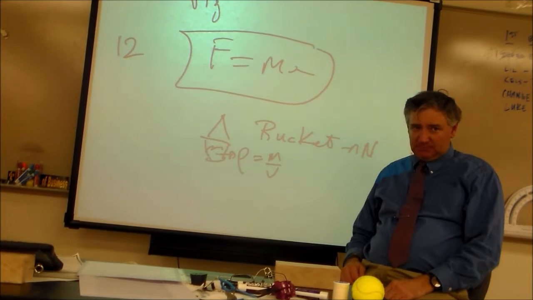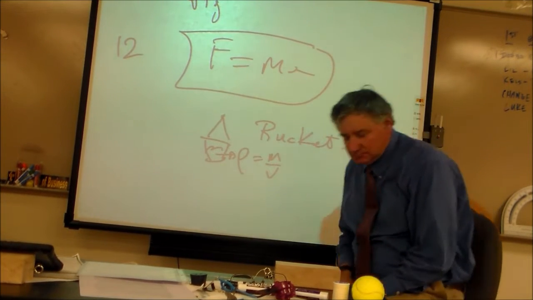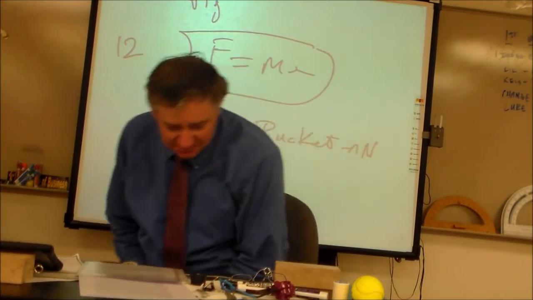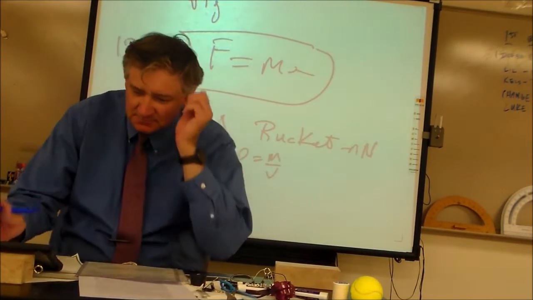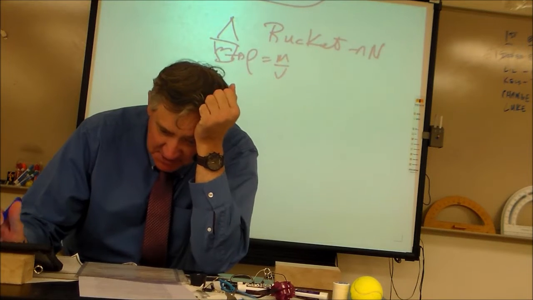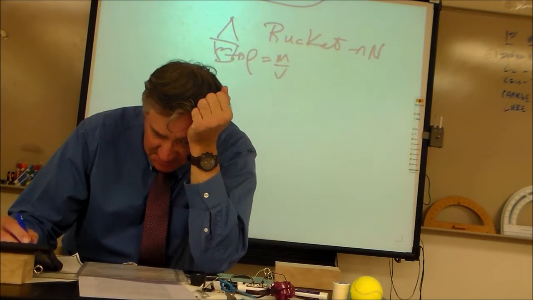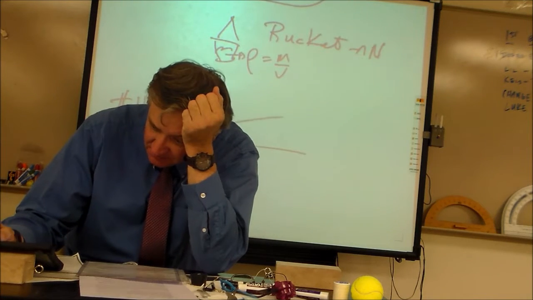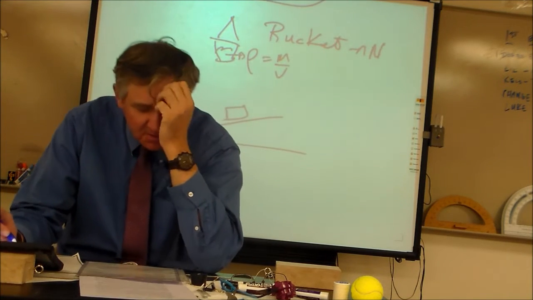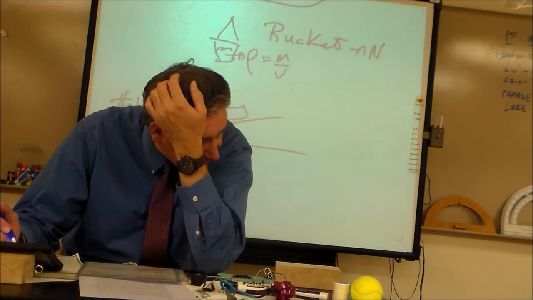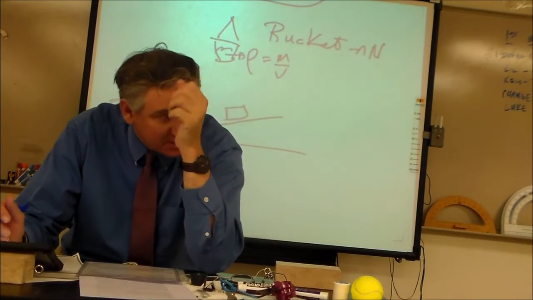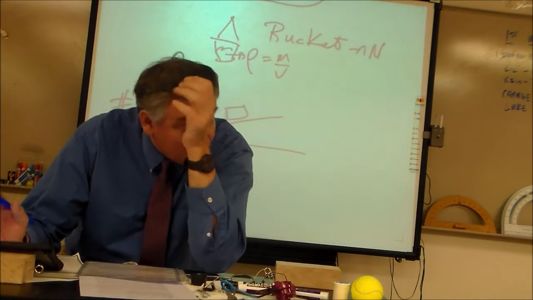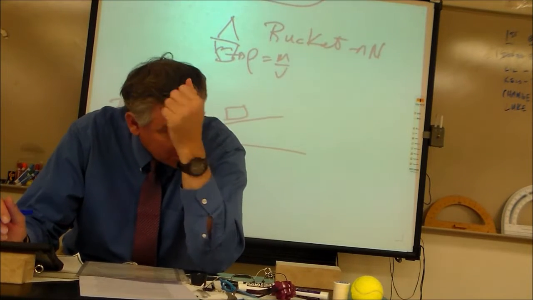Well, good. 11. What about it? Okay. So, what are the two most important words on number 11, Mason? Down and constant velocity. That's right. So, what's the force that's making it go down the inclined plane? What component of gravity? Normal or parallel?